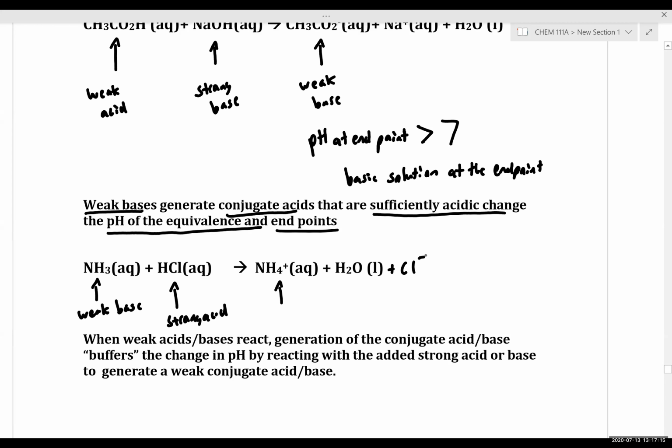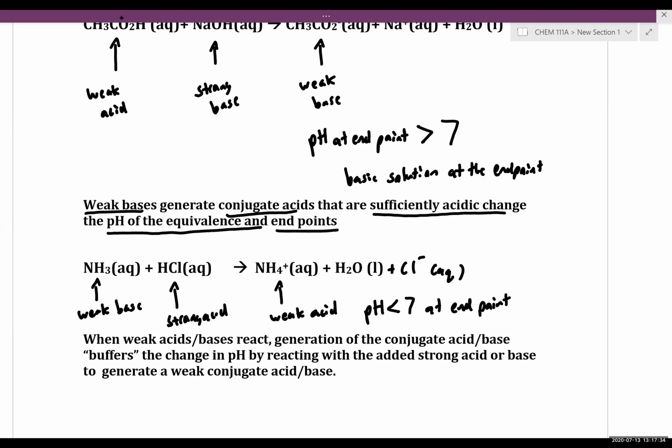And of course, you end up with chloride as a byproduct as well. And ammonium is a weak acid. So that means our solution will have a pH less than 7 at the end point.